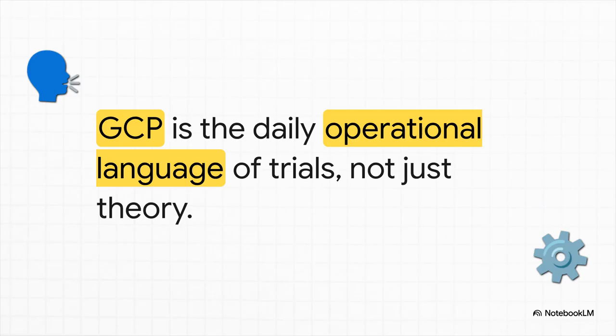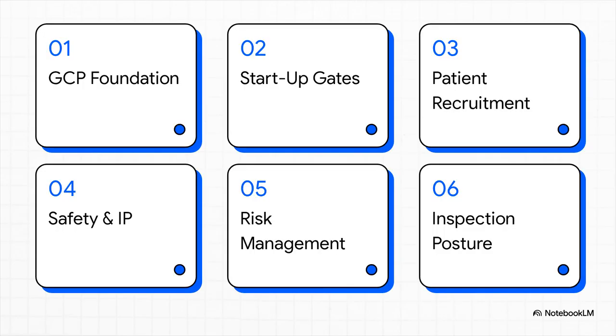Today, we'll be looking at how to navigate those daily realities under the strict expectations of the FDA, the EU CTR, and the latest ICH GCP E6R3 guidelines. Across the 15 modules of this course, running from introduction right through to scenarios and assessment, we'll break down the end-to-end protocol lifecycle. We'll look at GCP compliance, startup and activation, patient recruitment, the safety pipeline, risk management, and finally, maintaining an always-ready inspection posture. So let's dive straight in.